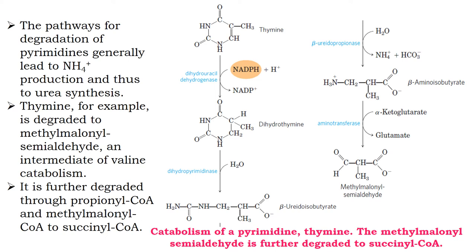Now we are left with this compound, which is called beta-aminoisobutyrate. Actually this whole part has been lost, as ammonia as well as bicarbonate ions. Now this beta-aminoisobutyrate can be converted into methylmalonyl semialdehyde. You know this methylmalonyl semialdehyde can be converted to succinyl CoA, and this can be shunted through the Krebs cycle for the synthesis of ATP. So this is how these pyrimidines are broken down.